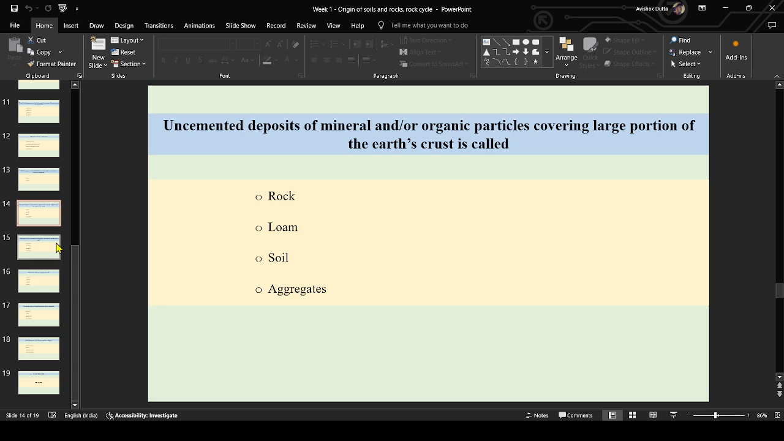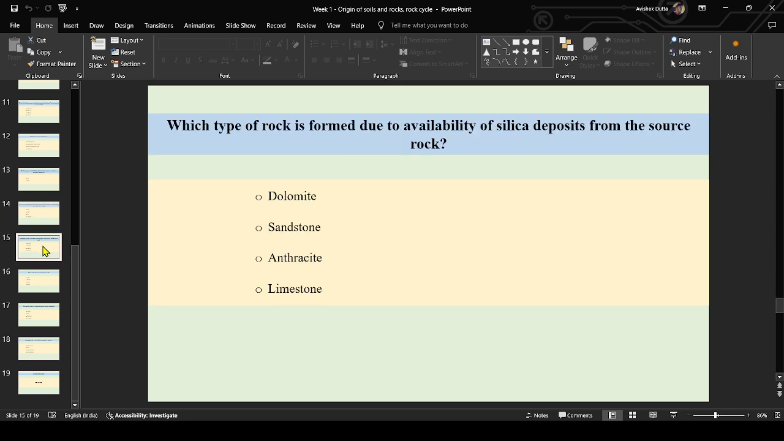Next question. Which type of rock is formed due to availability of silica deposits from the source rock? I repeat, which type of rock is formed due to availability of silica deposits from the source rock? The options are dolomite, sandstone, anthracite, or limestone.